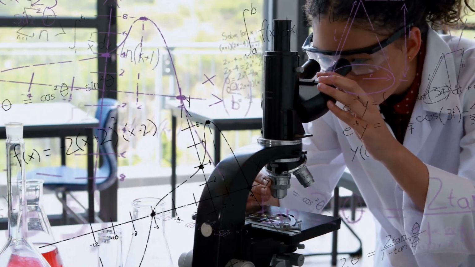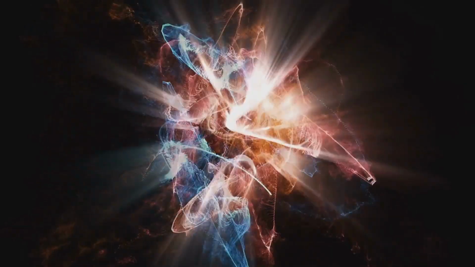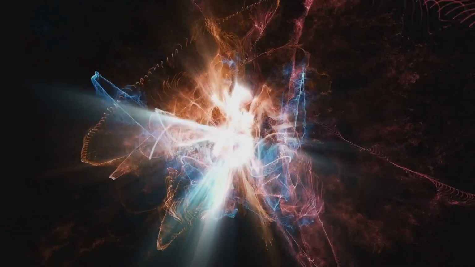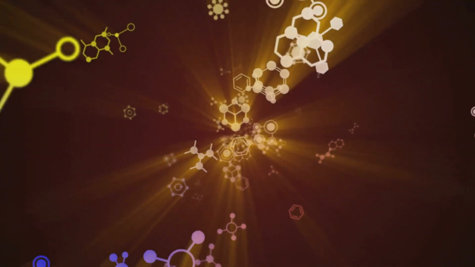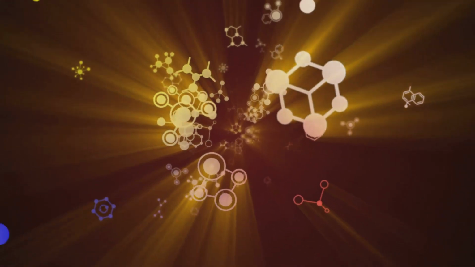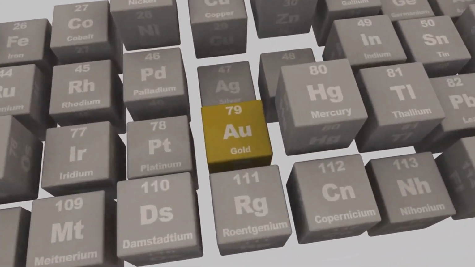Hey there, science fans! Today we're diving into a revolutionary concept that challenges the very foundation of the periodic table. We're talking about the Russell 3D periodic table, a model so radical it could rewrite the rules of chemistry and physics. But before we get ahead of ourselves, let's start with what we think we know.